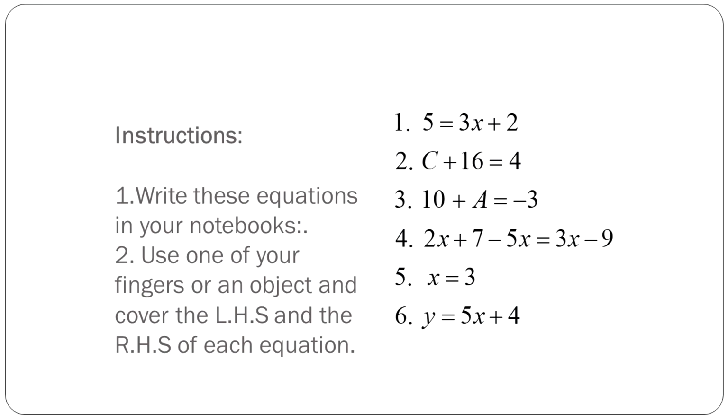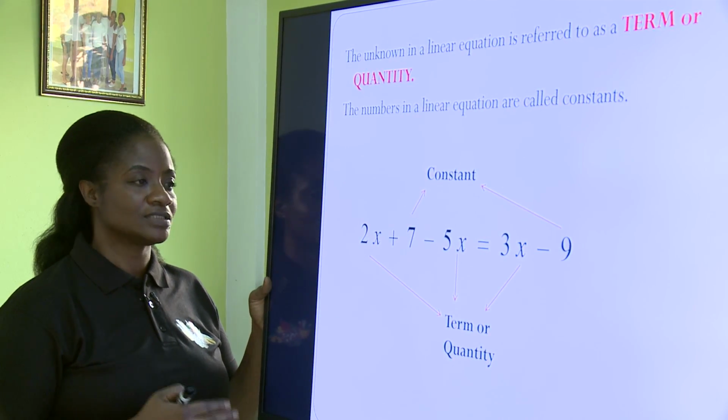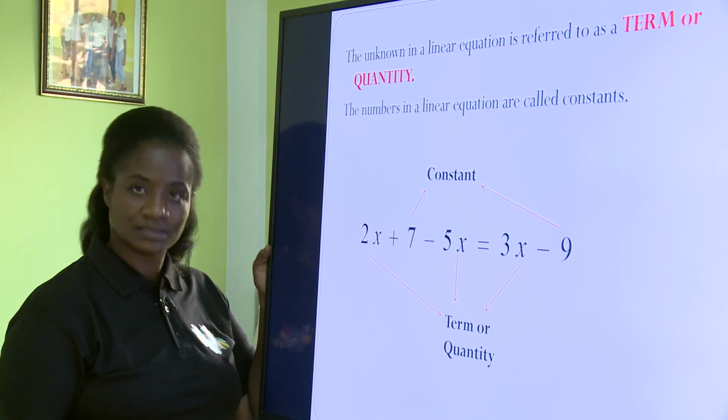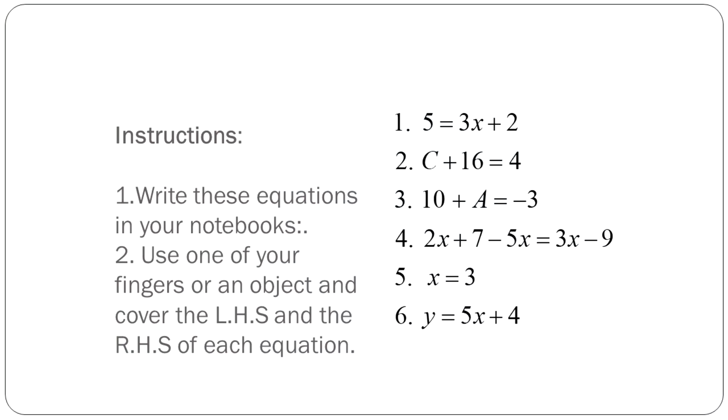I would like you to return to your 6 linear equations that I would have asked you to identify the left-hand side and the right-hand side for, and to identify the parts of those. I would like you to write them down in your notebooks. Write down the terms and write down the constants. What you can do, you can probably divide your page in half or create a table with the headings terms and constants, and list for each equation the terms and the constants.